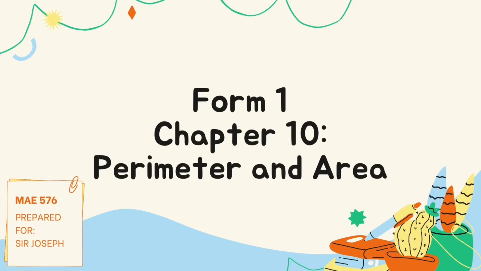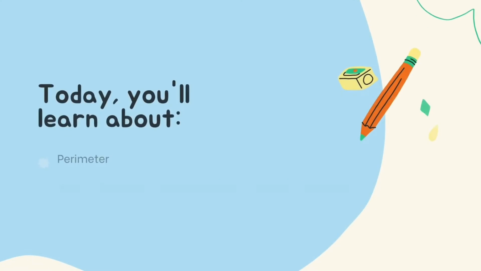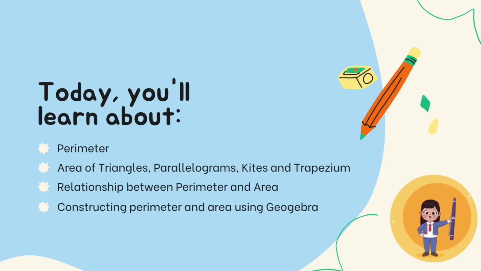Hello, in this video, we will learn a topic covered in mathematics, which is perimeter and area. There are a few topics related to area and perimeter that we will learn about. First, we will learn how to find the perimeter and area of a triangle, parallelogram, kite, and trapezium. We also will learn about the relationship between perimeter and area. Next, you will learn how to find perimeter and area using GeoGebra.